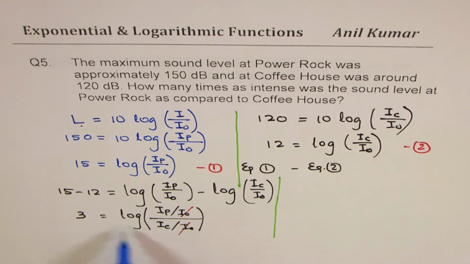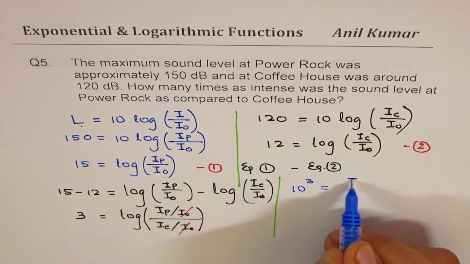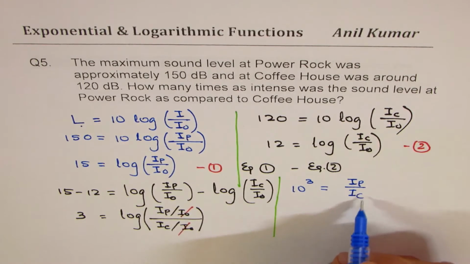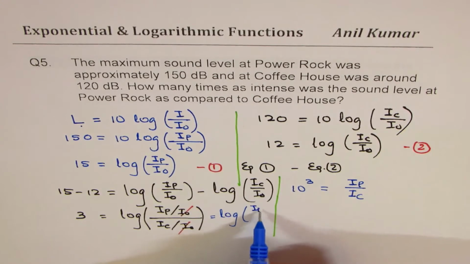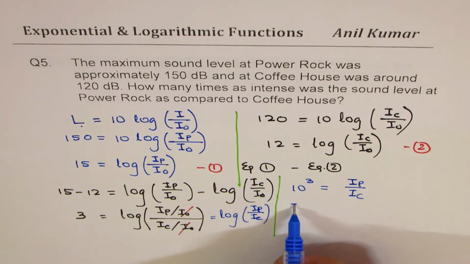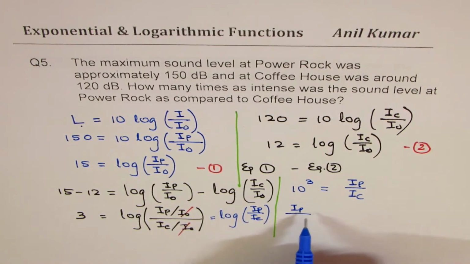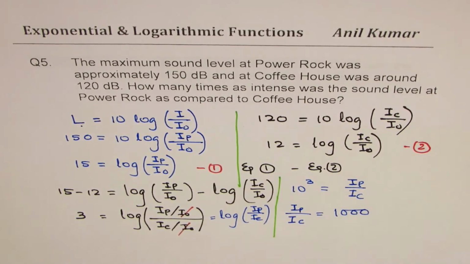And therefore, I can rewrite this in exponential form. So I say 10 to the power of 3 is equal to IP over IC. Is that clear to you, right? So I just wrote log of IP over IC in exponential form. So what I get is that the intensity of sound at the Power Rock is 10 to the power of 3, which is 1,000 times. Do you see that? So that becomes the solution. So I hope the steps are absolutely clear. Let's take up the next question now.